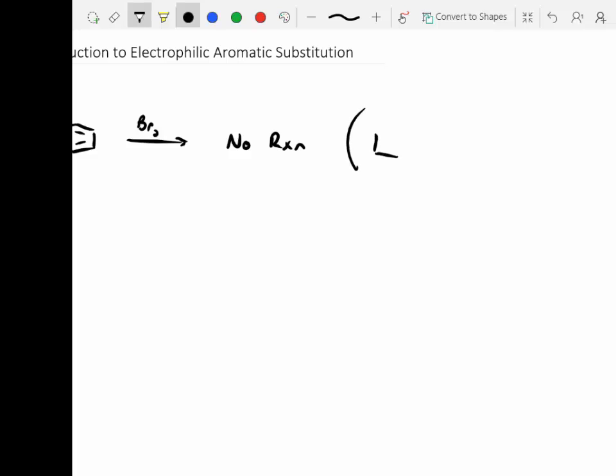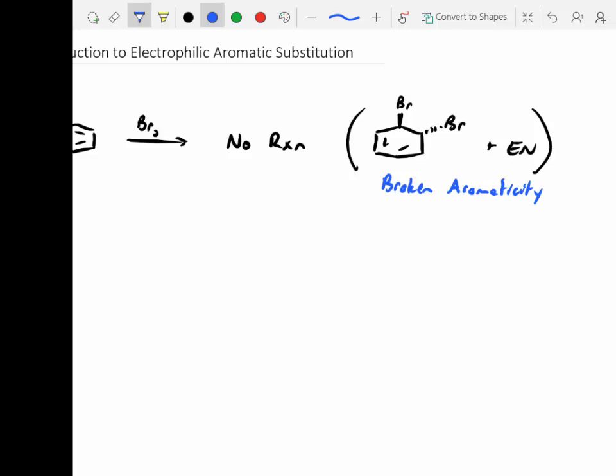So if we tried to draw our addition product, we could try to draw it where we've got one bromine up, another bromine down, plus its enantiomer. However, in this case, we've got broken aromaticity. You could try to do this, but thermodynamically, it's an uphill reaction. It's non-spontaneous. It just won't occur.